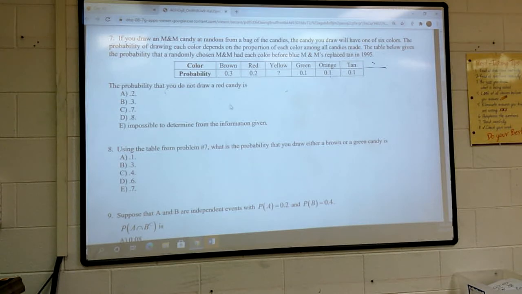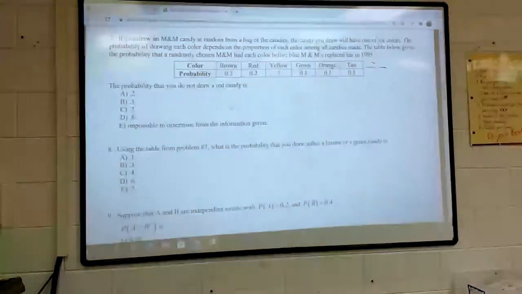Now, the probability that you do not draw a red. First of all, what probability goes in for yellow? 0.2, because the other ones add up to 0.8. So yellow is 0.2. So the probability that you do not draw a red candy, you could add up all the other ones, or you could subtract 0.2, right? So 1 minus 0.2 is 0.8.